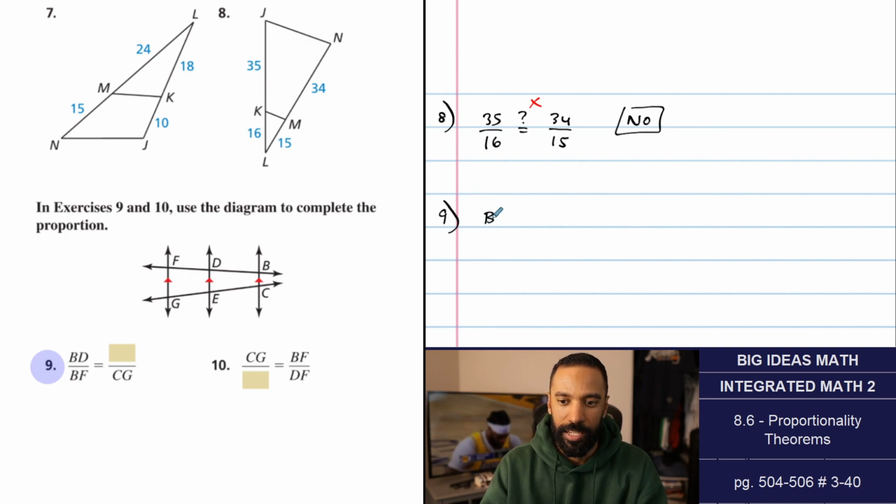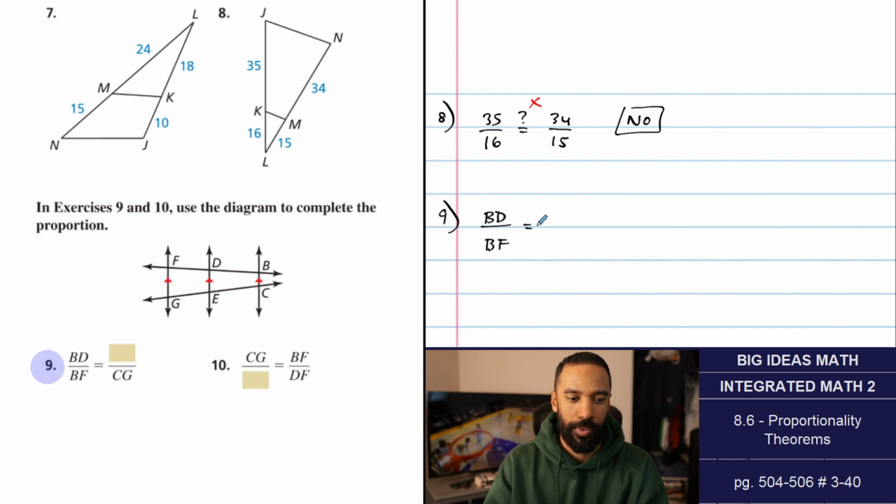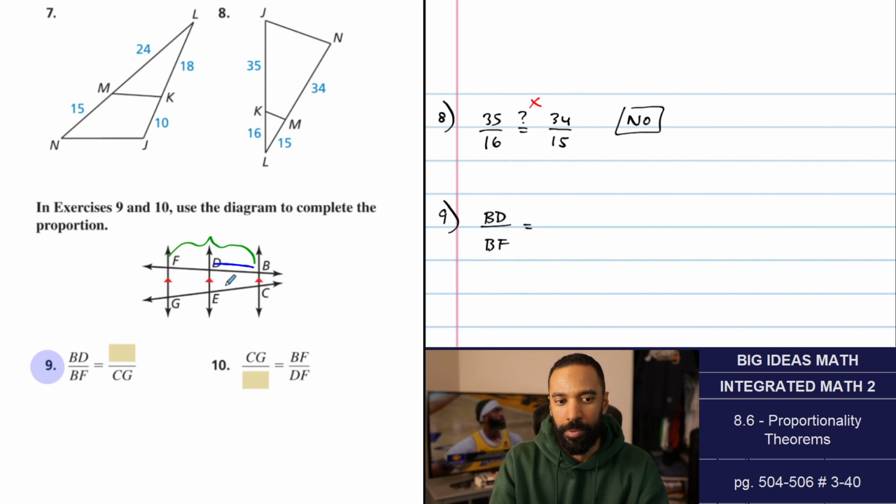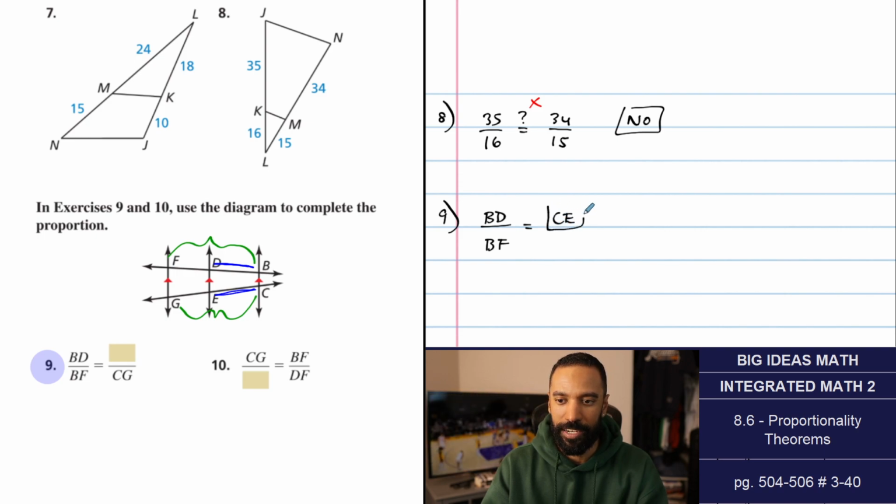So BD over BF. So let's see where that goes. Where's BF? Oh, they did this divided by the whole. So check that out. This divided by the whole equals, and we probably have to find this one that corresponds, CE, because CG is on the bottom. It's the whole bottom, therefore CE is the thing on top that we're trying to find over CG.